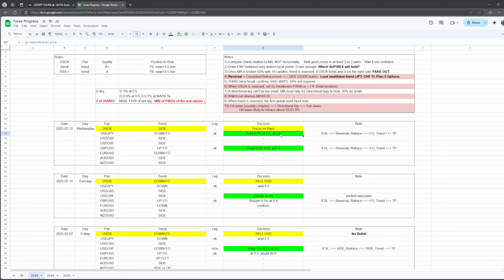So if you are still looking for an opportunity to trade, I would highly recommend selling USD Japanese Yen. But if you're a conservative trader and want to wait until a clear strong trend in the USD index, then that's also totally fine. So it's all up to you guys.